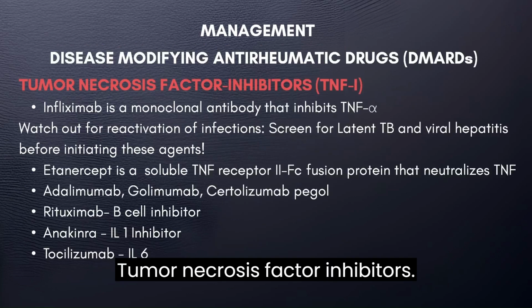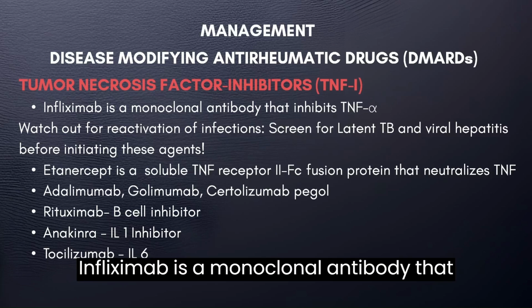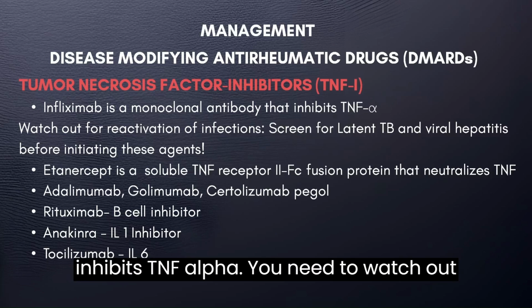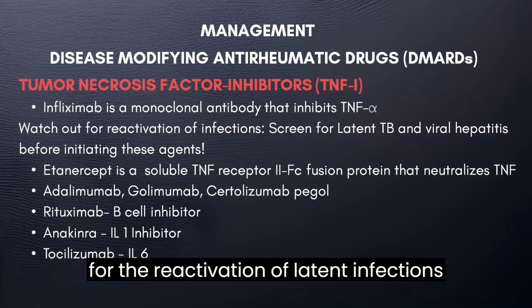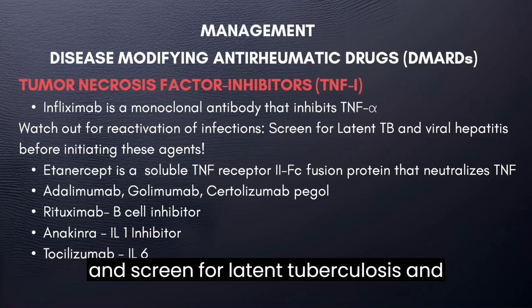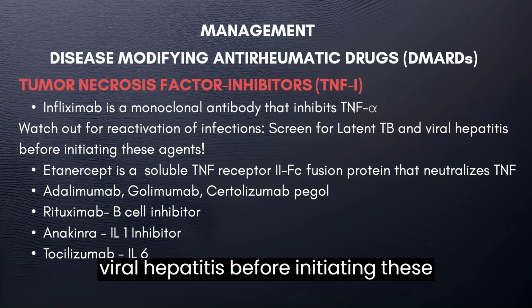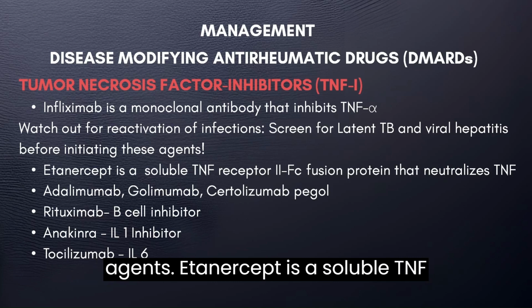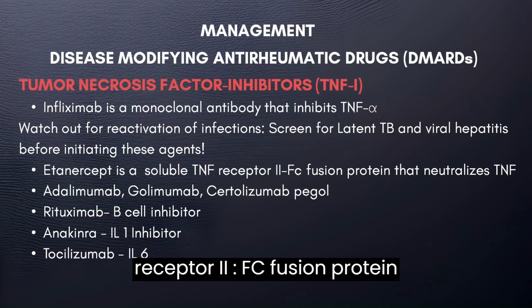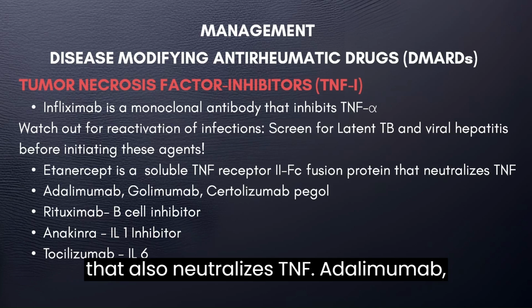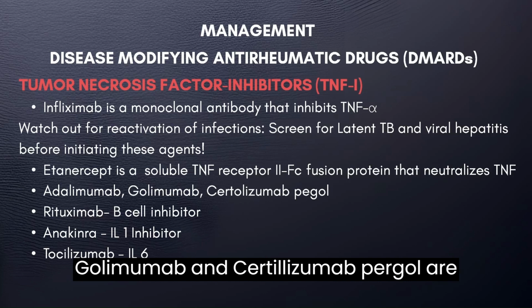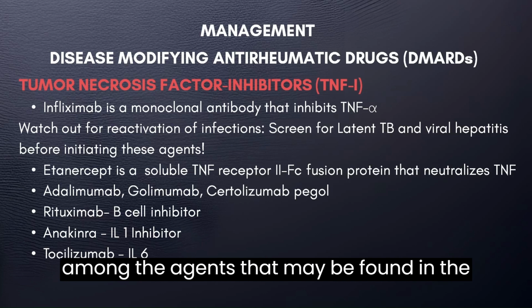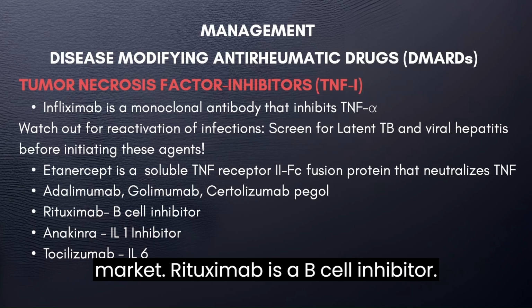Tumor necrosis factor inhibitors. Infliximab is a monoclonal antibody that inhibits TNF alpha. You need to watch out for the reactivation of latent infections, hence screen for latent tuberculosis and viral hepatitis before initiating these agents. Etanercept is a soluble TNF receptor 2 Fc fusion protein that also neutralizes TNF. Adalimumab, golimumab, and certolizumab pegol are among the agents that may be found in the market.